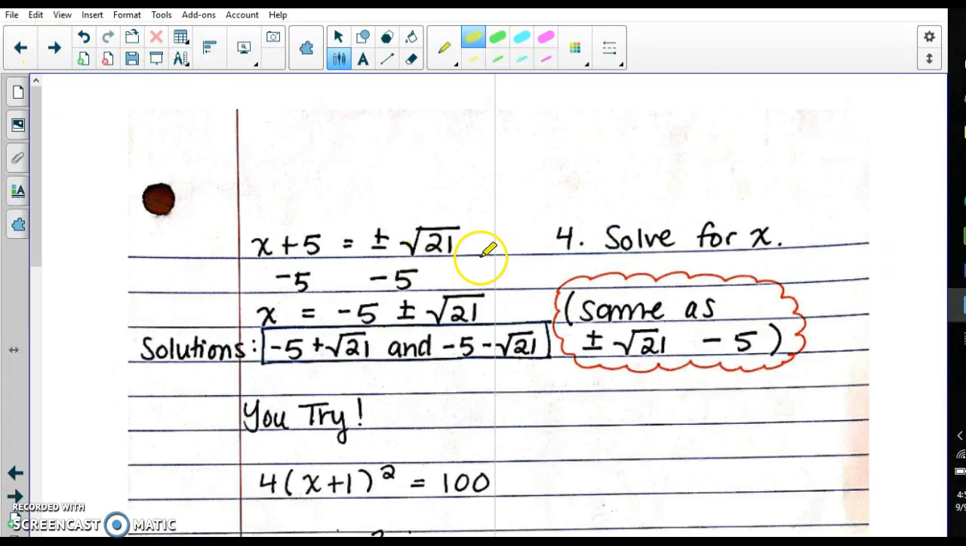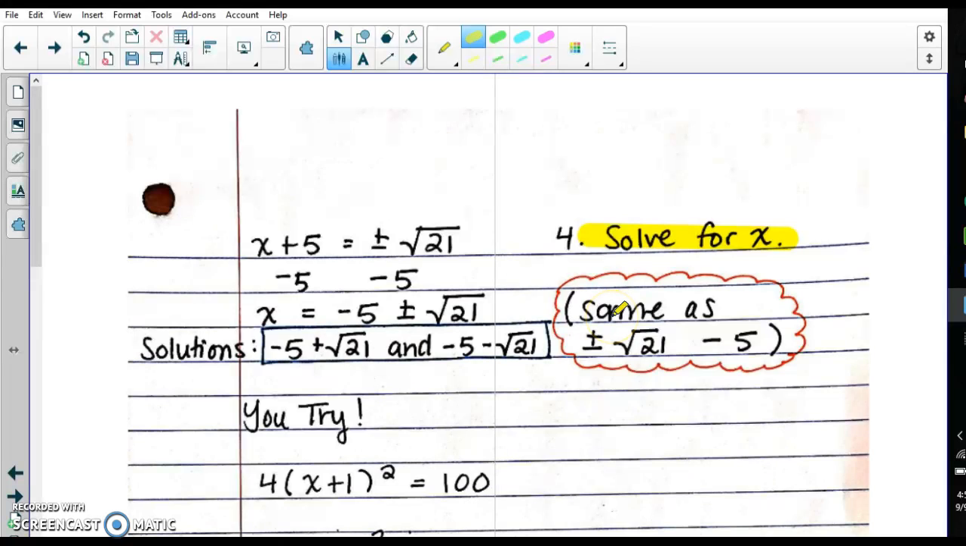And then now I have to solve for x. Okay, that is the goal here, to solve for x. So I have to subtract 5 from both sides. And now my answer is x equals -5 plus or minus the square root of 21.